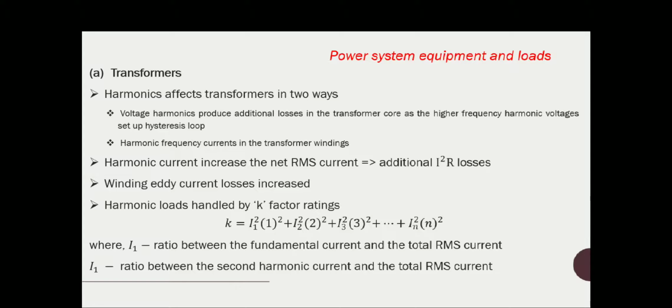A second and more serious effect of harmonics is due to the harmonic frequency current in the transformer windings. This harmonic current increases the net RMS current flowing in the transformer windings, which results in an additional I square R loss. That is another effect. And winding eddy current losses are also increased. Winding eddy currents are circulating currents induced in the conductor by the leakage magnetic flux.